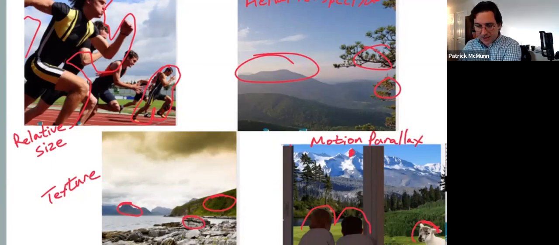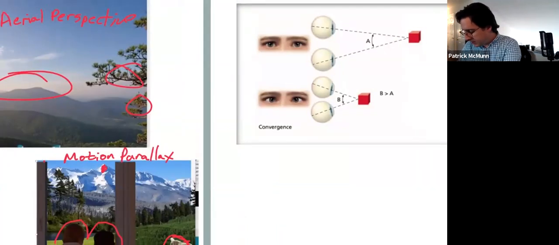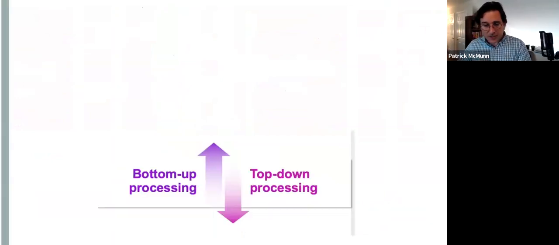So that's really our, let's see, I'm trying to think of what else we can cover here. So that in a nutshell is what we use as far as the visual perspectives: the linear, the interposition, the relative size, texture, aerial, and motion parallax, okay?